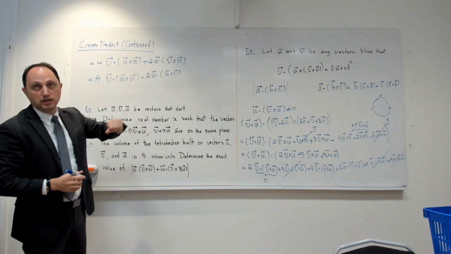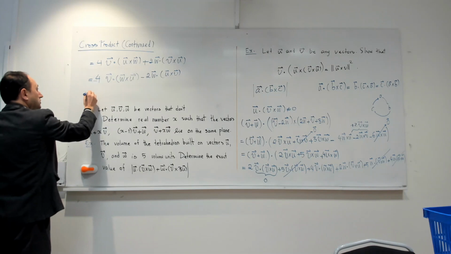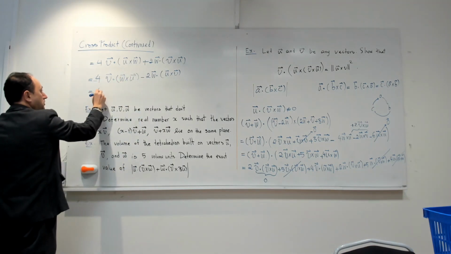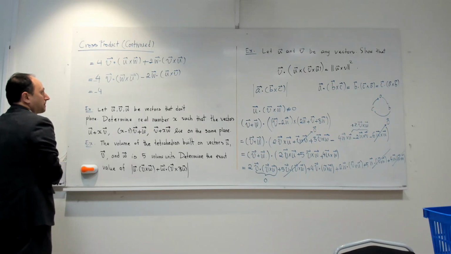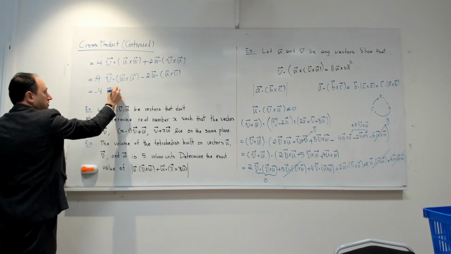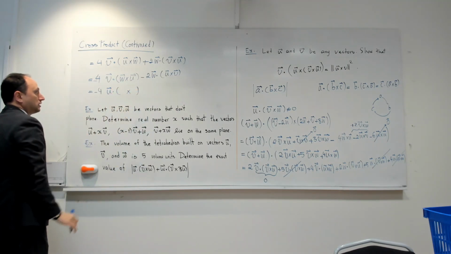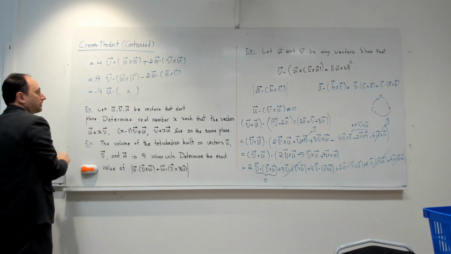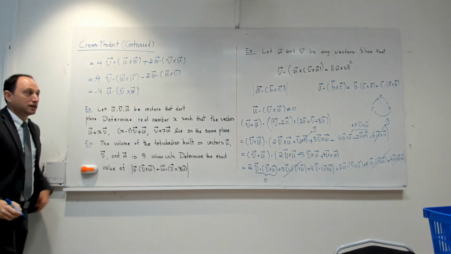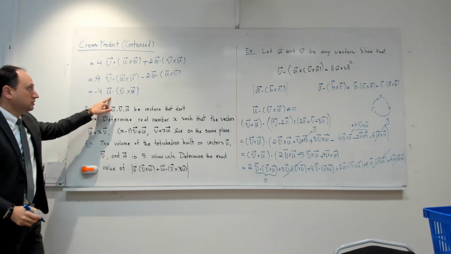Now I can use the cyclic property. So what can I do? I want to write it in a way that U comes first. So it becomes minus 4. What should I write? Can you tell me? I should write U first, and then dot, and then cross. What is coming after U now? V. What is coming after V now? W. Yes? So that is exactly equal to this without any changes in sign.